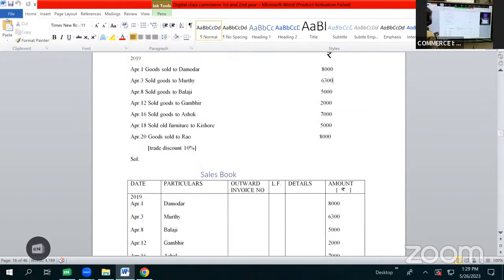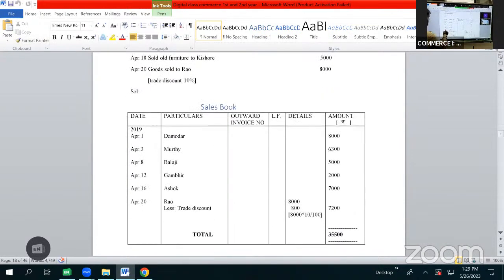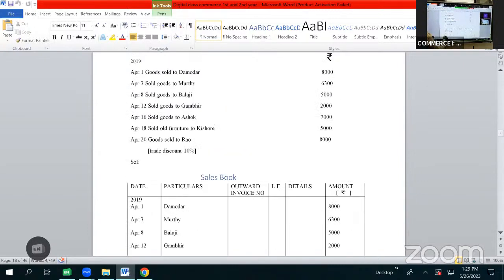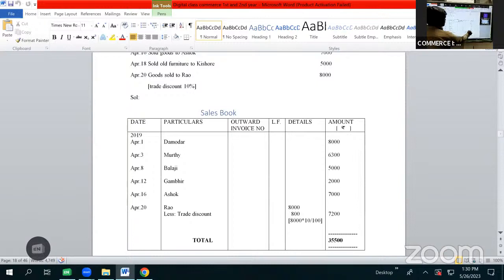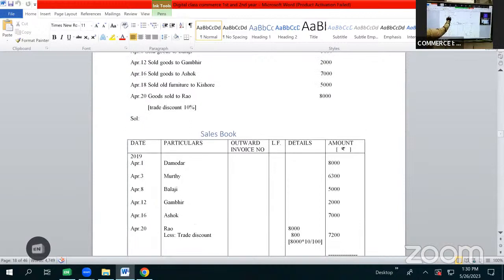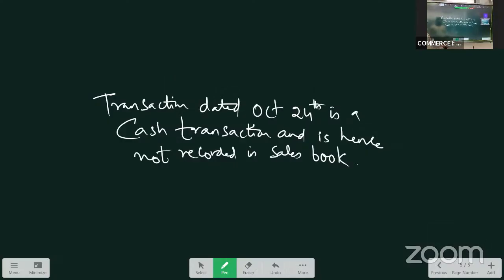Then after April 8, we have a transaction on April 12, sold goods to Gambhir 2,000. So this will be shown as April 12, Gambhir 2,000 rupees. Then after April 12, we have a transaction on April 16, sold goods to Ashok 7,000 rupees. Then date column will be taking the date as April 16. In particulars, we'll be writing it as Ashok, and in amount column, we'll be writing it as 7,000 rupees. Then we have a transaction on April 18, sold old furniture to Kishore 5,000 rupees. As it is a transaction related to sale of asset, it will not be recorded in sales book. So we'll be writing a note for it that transaction dated April 18.